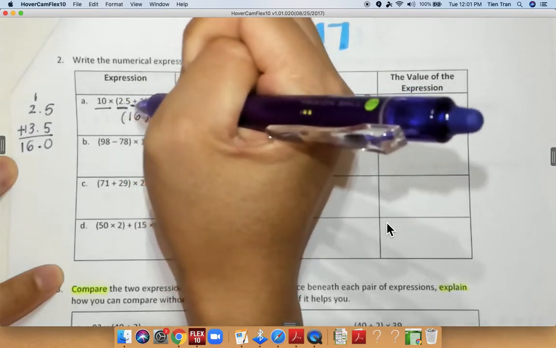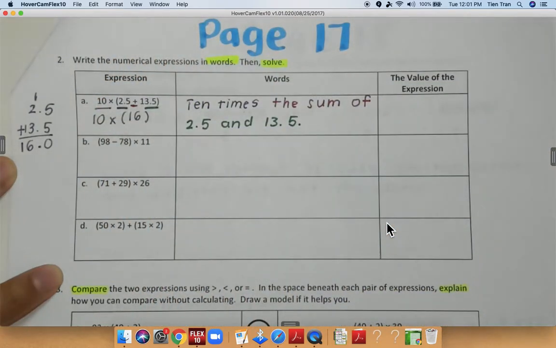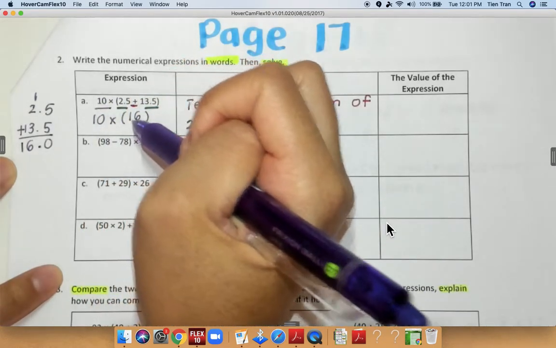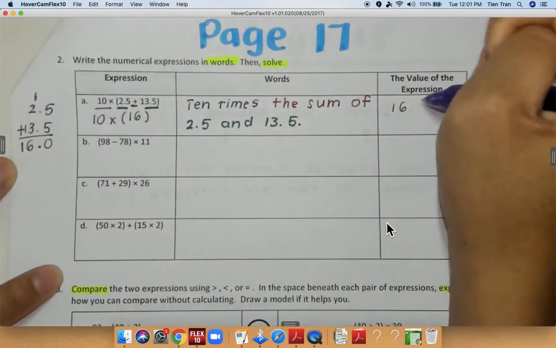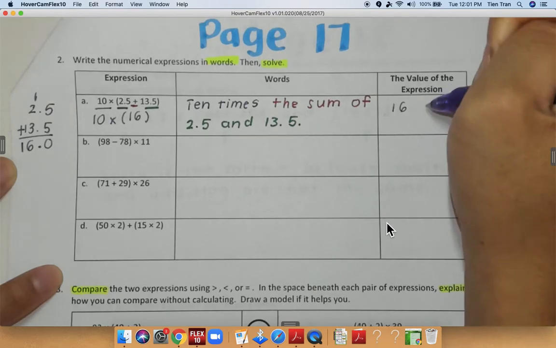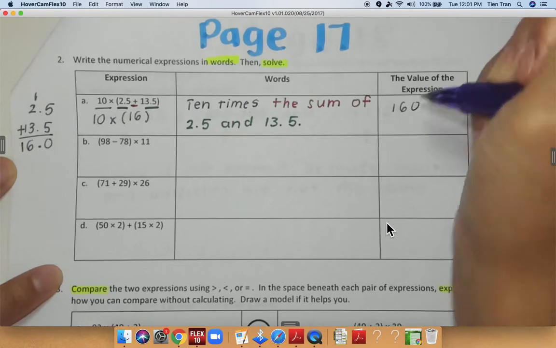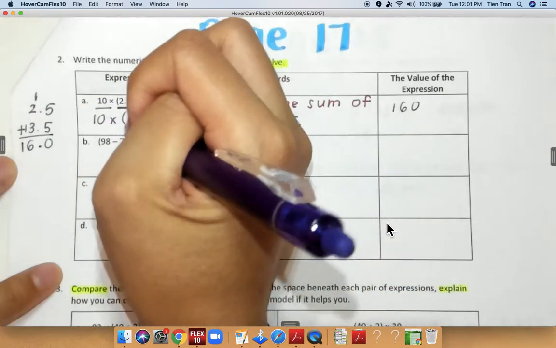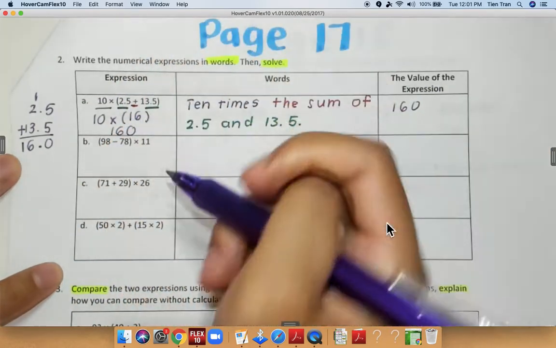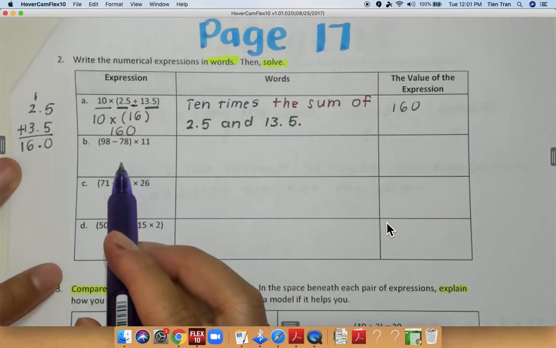So they're asking me to multiply 10 times 16. What is 10 times 16? I know that 1 times 16 is equal to 16. And I'm just going to add my 0, and that's going to give me 160. So that's my final answer, 160. Now I'm going to solve for problem B.